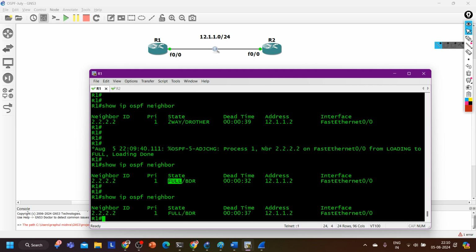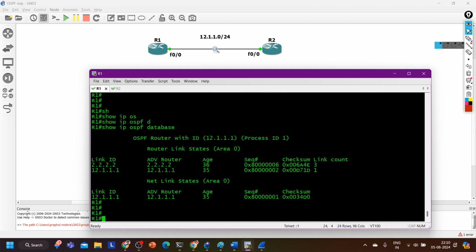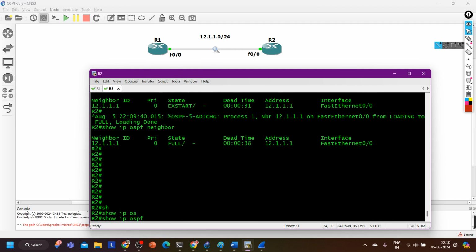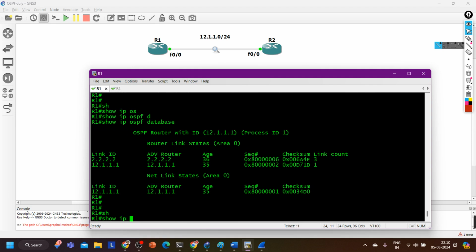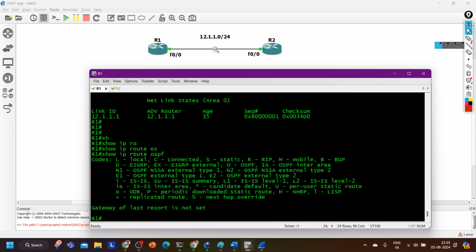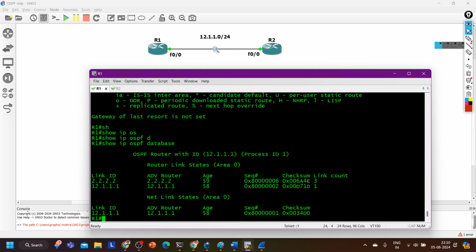So in this scenario, both routers have neighborship and show IP OSPF database. Database is also similar. So show IP route OSPF. But router 1 does not have any route in the routing table from router number 2. Router 2 is advertising 20 network. So show IP OSPF database, you can see in the database, right? There is LSA of router number 2.